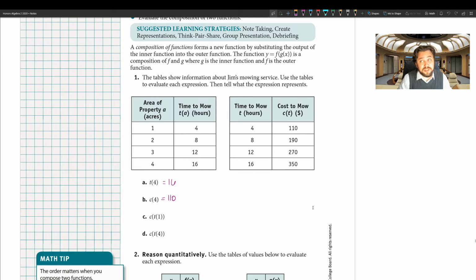Now here comes the composition part. We've got to do c of t of 1. So t of 1 is 4. Then c of 4 is 110. It's a little roundabout, I know, but I promise it makes sense. So c of t of 4. If t of 4 is 16, I plug that into the c function as 16, and I get 350.